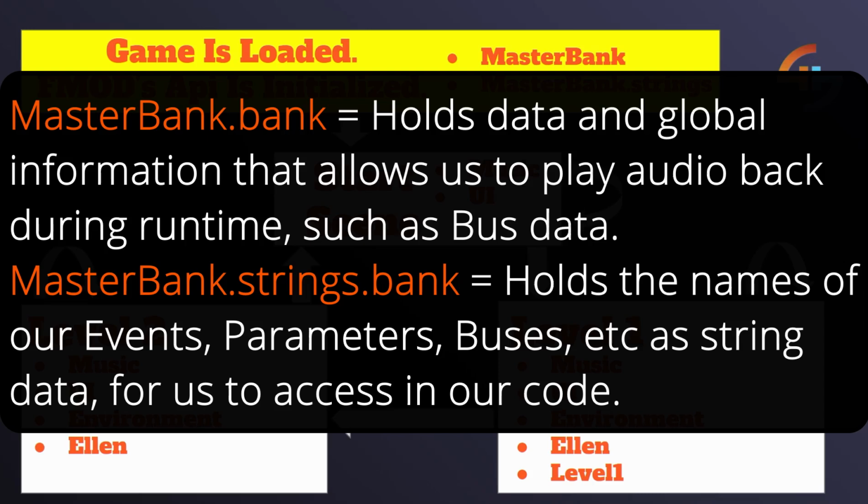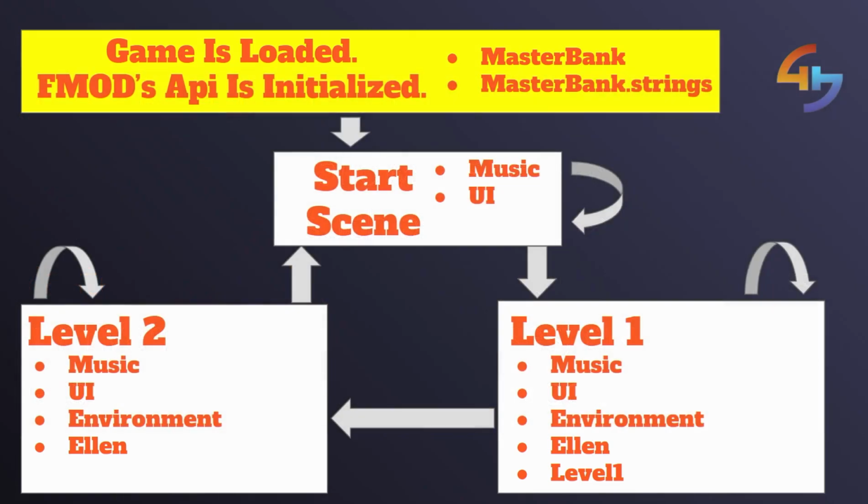The masterbank.strings file is just as important. We need it loaded so that we can retrieve events, parameters, or buses by their names in our code, which we've been doing frequently throughout this course. So because of this, they'll be loaded during initialization of FMOD's API as the game is first launched. This saves us from unloading and then reloading them between each transition unnecessarily.